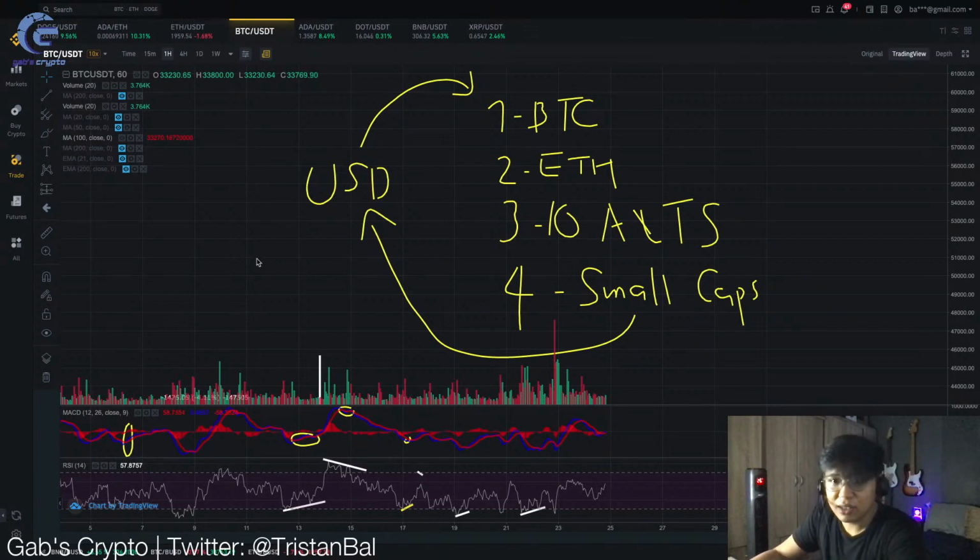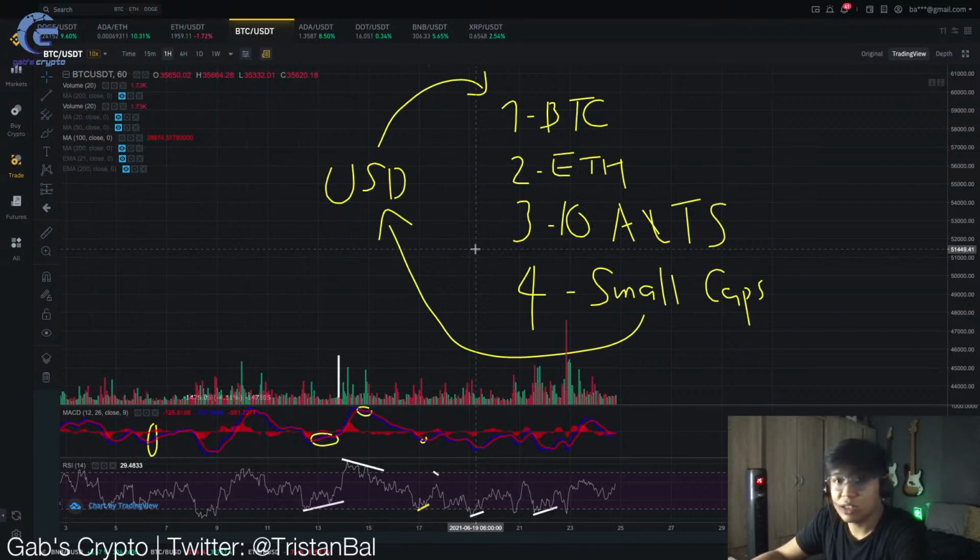So ayun guys, let's try to look at the Bitcoin for the short term ulit, kasi I believe nagkakaroon tayo ng pump for Bitcoin.